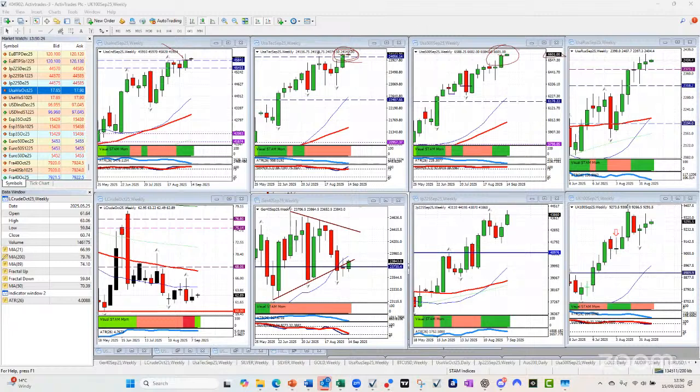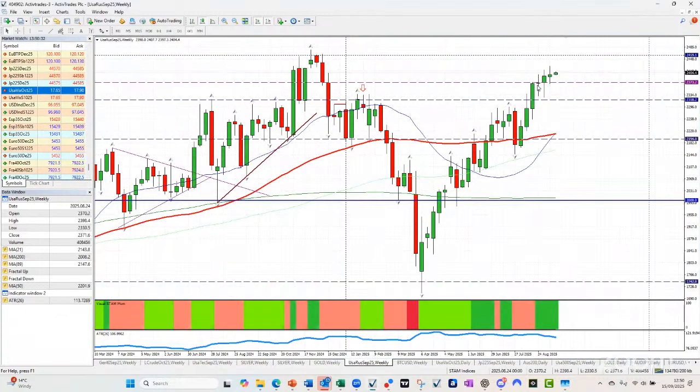Even the Russell, let's have a quick look. We don't really cover the Russell as much because most people are interested in the others, but the Russell has still been a strong trend, hasn't it? Whilst it hasn't gone to new highs like the others have, it is still working its way higher, slowly but surely.